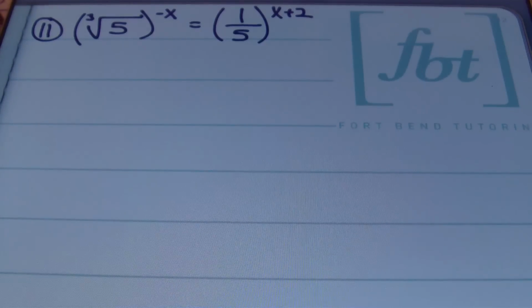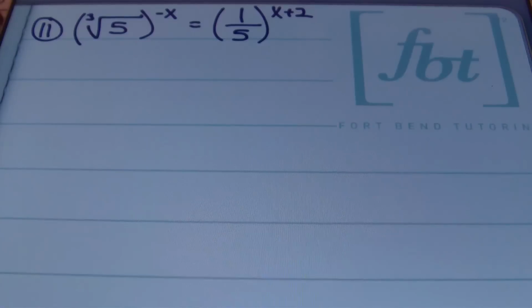In problem number 11, we have the cube root of 5 raised to the negative x power, which is equal to 1/5 raised to the x plus 2. The first thing I notice in this equation is the number 5. Yeah, I have the number 5 underneath this cube root, and I also have the number 5 in this denominator here on the right side of the equal sign. So therefore, I'm going to try to see if I can rewrite the equation with a base of 5.